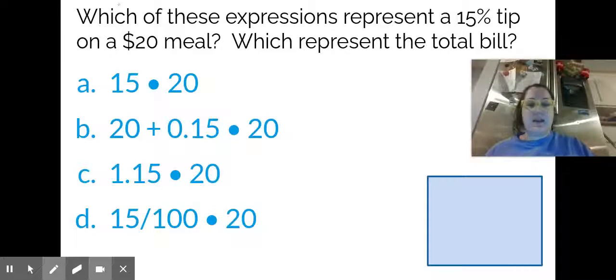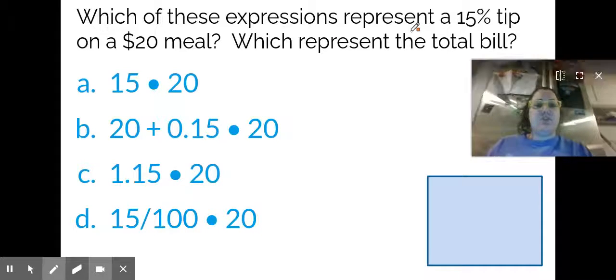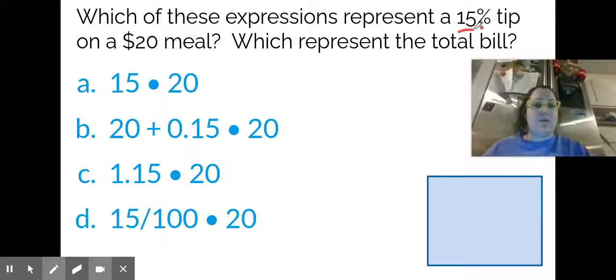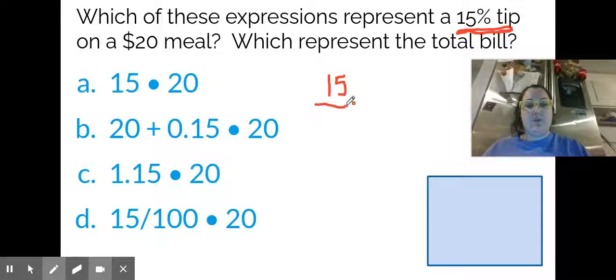Okay, that is our 2 minutes. Let's look at these. So the first thing to talk about really here is that it's a 15% tip. So we got to remember, percent is always out of 100. So it's always going to be 15 out of 100. So there's a couple ways we can write that. We can write it 15 out of 100. We can also write it as 0.15.